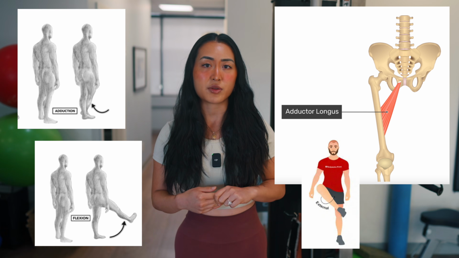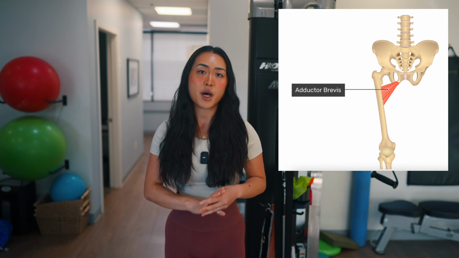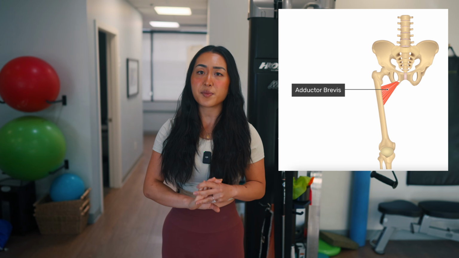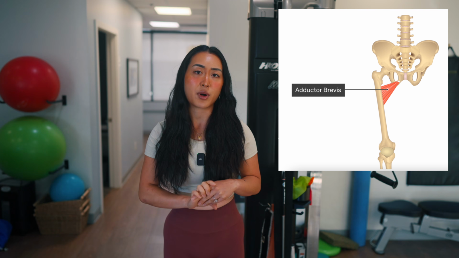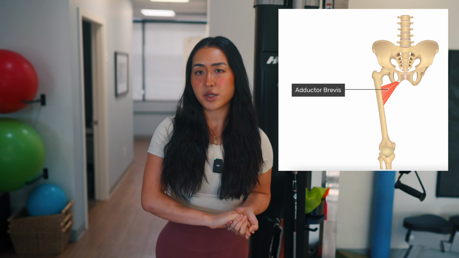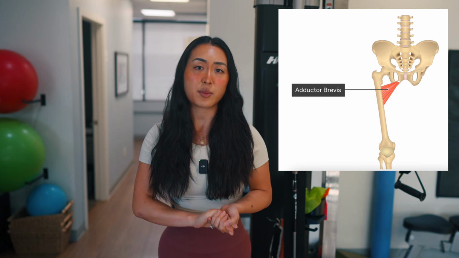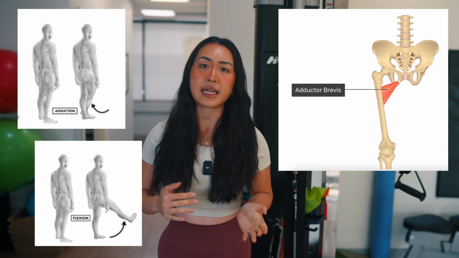The adductor brevis is a small muscle and originates from the inferior pubic ramus and pubic body, and inserts onto the lesser trochanter and proximal linea aspera. It is also innervated by the obturator nerve, and its primary function is hip adduction and hip flexion.